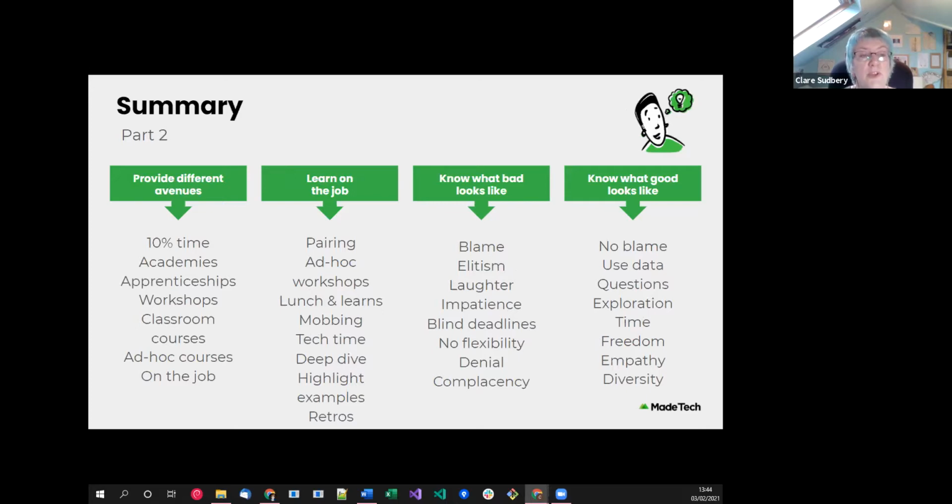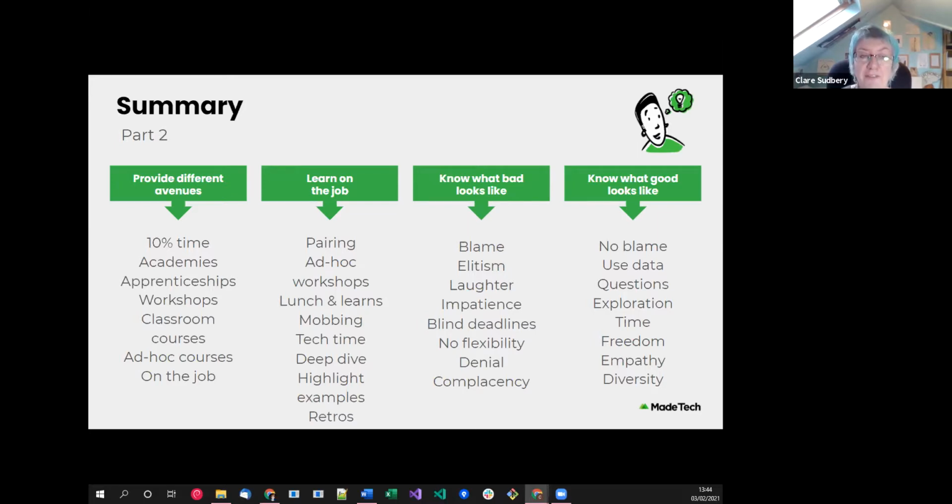You can learn by providing different avenues for learning. You can give people dedicated time. You can set up academies and apprenticeships. You can organize workshops. You can give people access to classroom courses and ad hoc courses. And you can learn on the job. There are so many different ways you can learn on the job.